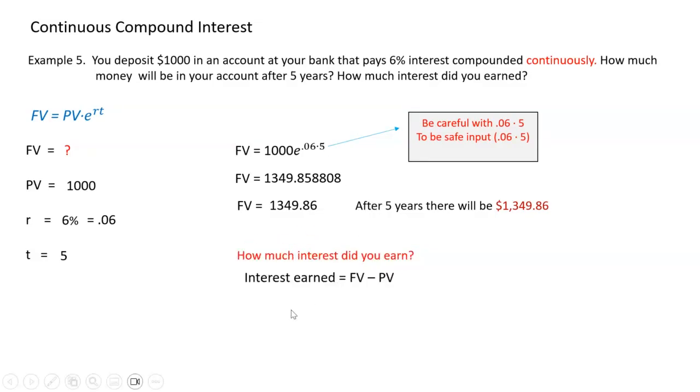So we do the same thing as before. We subtract what you have after 5 years minus what you deposit, which was 1,000. That will give us $349.86. So there are my two answers that we were looking for. How much money in 5 years and how much interest did you earn?